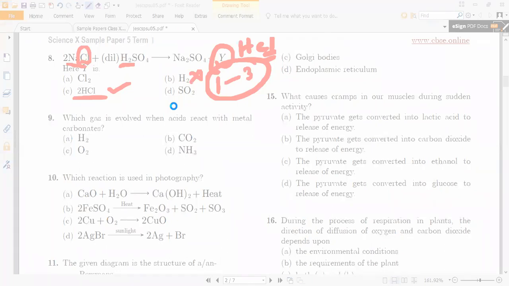Wait a little and think carefully and choose the answer. Next question: acids react with metal carbonates. Be careful, that is a basic metal reaction. Metal carbonate and acid give salt, carbon dioxide and water. Which gas is evolved when acids react?